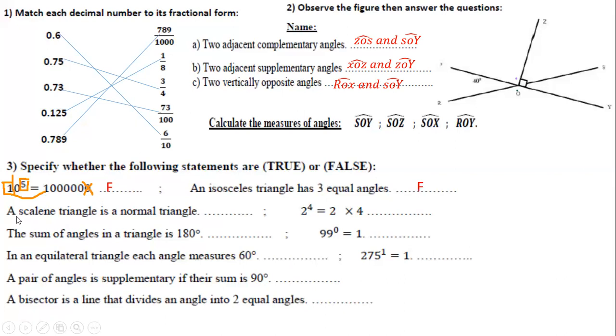Yes, Julia. A scalene triangle is a normal triangle. True or false? False. No. A scalene triangle, it's a normal triangle. It has no equal sides. It has no equal angles. It has no right angle. So it is a normal triangle. So this is true.